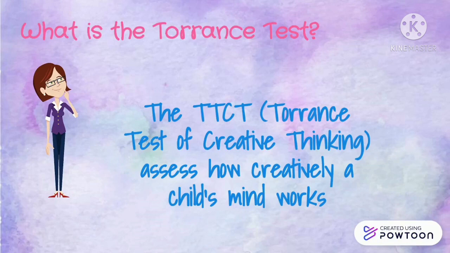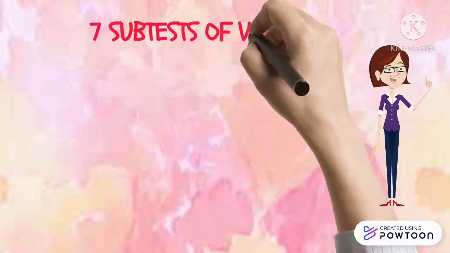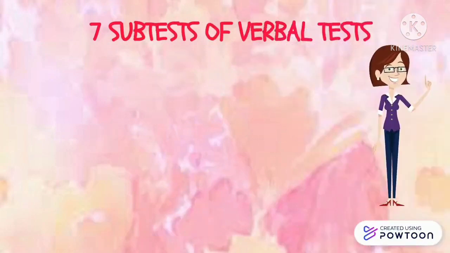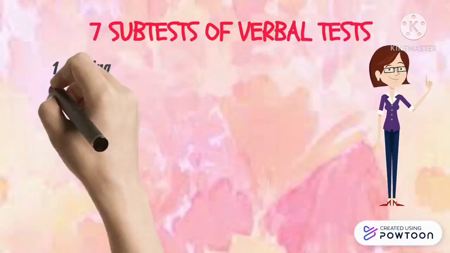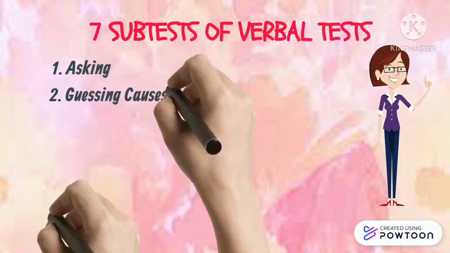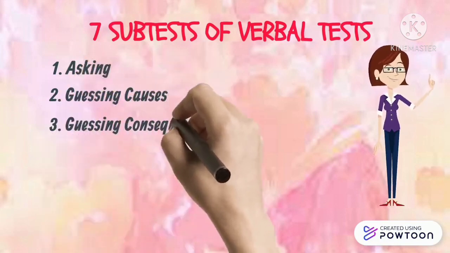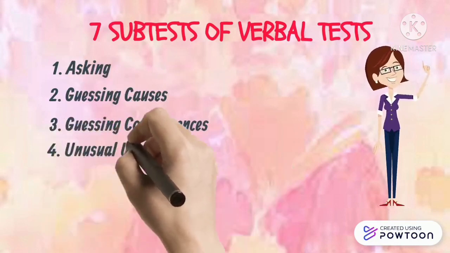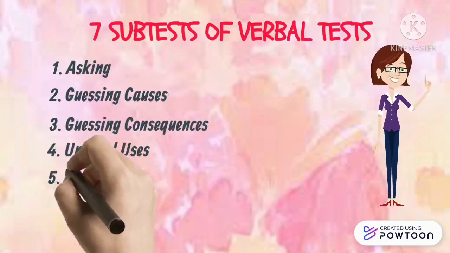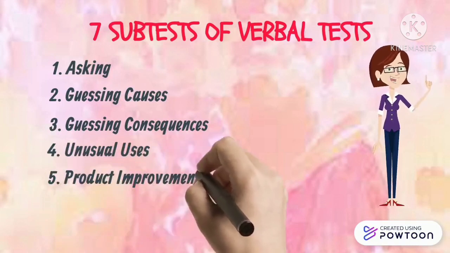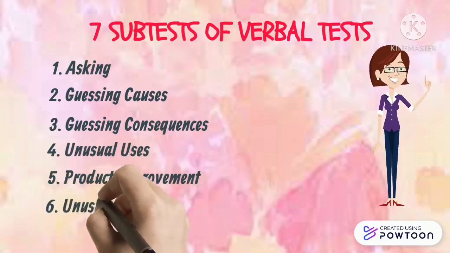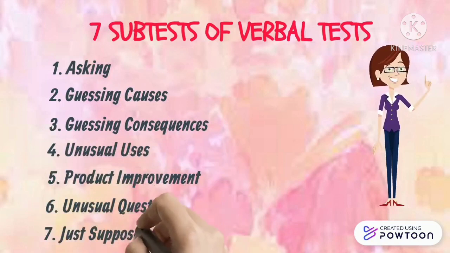The TTCT is designed to identify and evaluate creative potential using two parts, a verbal test and a figural test, but we'll be focusing on the verbal test. So there are 7 subtests of verbal tests. We have asking, guessing causes, guessing consequences, product improvement, unusual uses, unusual questions, and just suppose. These subtests are scored on the basis of fluency, flexibility, and originality.